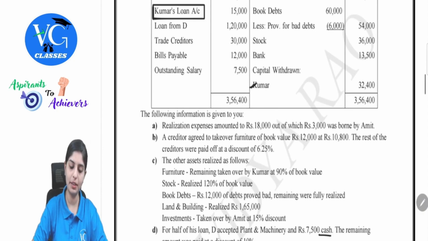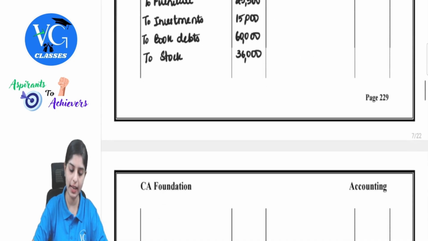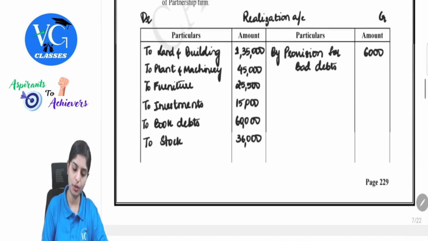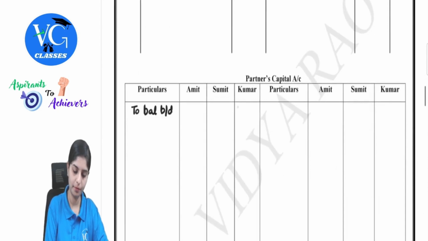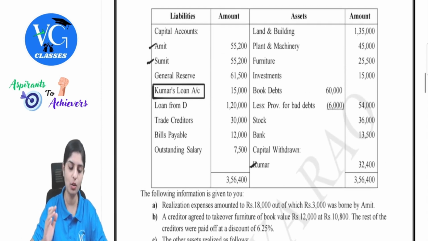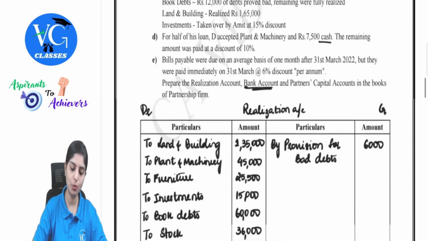Then we have capital withdrawn, Kumar, debit balance. So we can present that in the capital account. To balance brought down for Kumar, it is 32,400. Now, if you observe, what did we do? We just cleared all given on the asset side. Likewise, on the liability side, capital account balances are given, 55,200 for both.